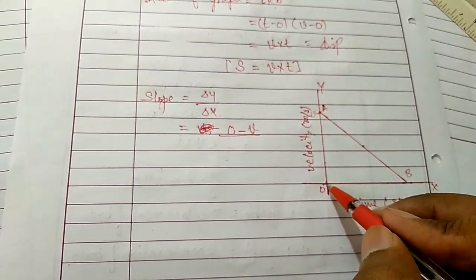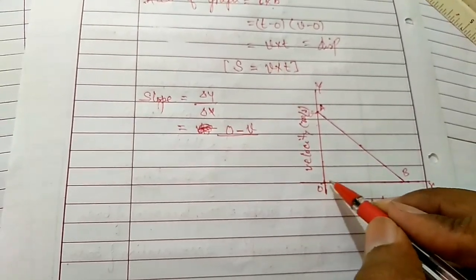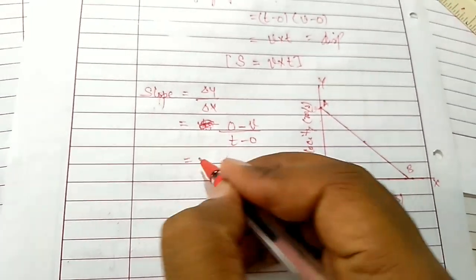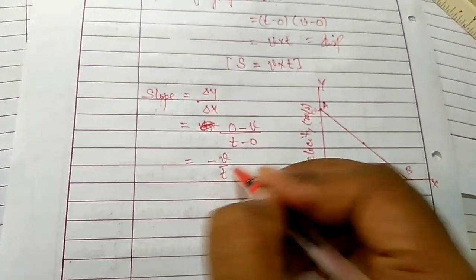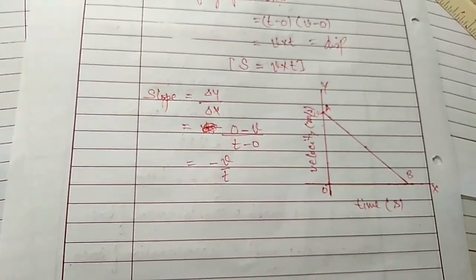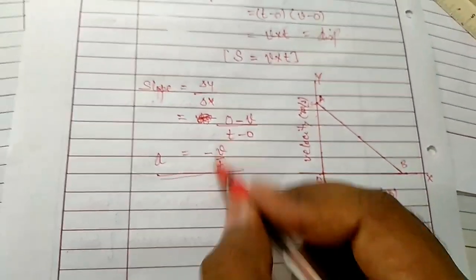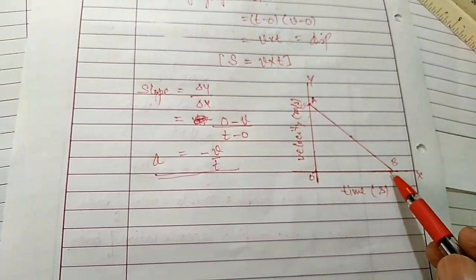And the change in time: initial time at point A is 0, final at time t. So this will be as it is. So what will be here? Minus v by t. And you know that the slope is what? Acceleration. So here acceleration is negative, whatever the value will be.